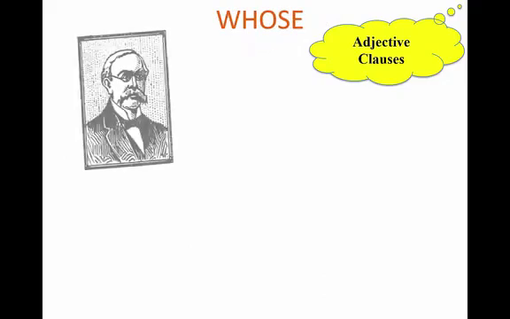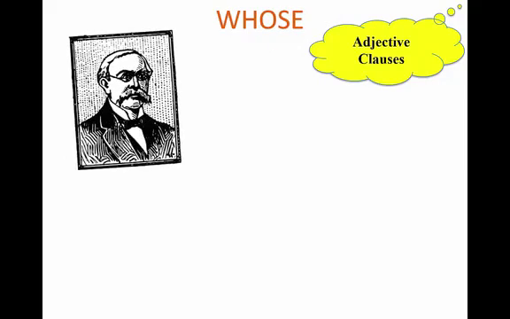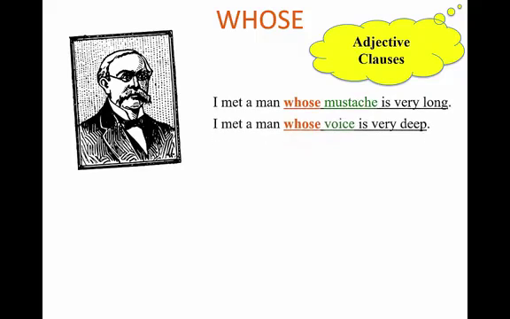Now let's talk about a different possessive pronoun, one which we use with adjective clauses. Whose. Take a look at this photo. I want to say that I met this man and that there were certain features about him that were unique. I met a man whose mustache is very long. What else could we say? I met a man whose voice is very deep.